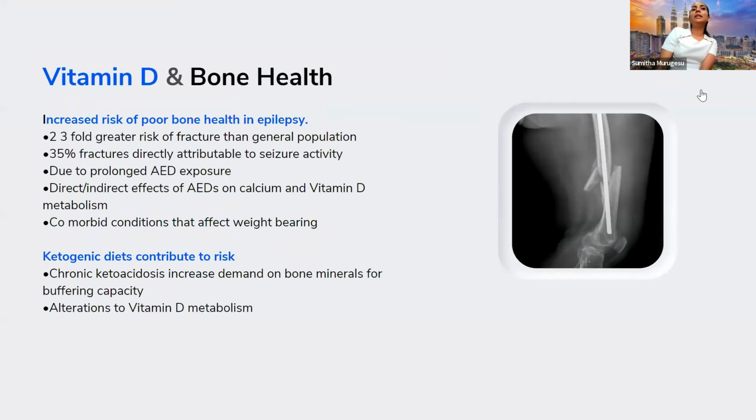So we move on to vitamin D and bone health. Why is there a risk of poor bone health in epilepsy? That is because there is a 2 to 3-fold greater risk of fracture than in the general population, and 35% of these fractures are directly attributable to seizure activity. It is also because of the prolonged use of anti-seizure medication, the direct and indirect effects of the anti-seizure medication on calcium and vitamin D metabolism, and other comorbid conditions that affect weight bearing.